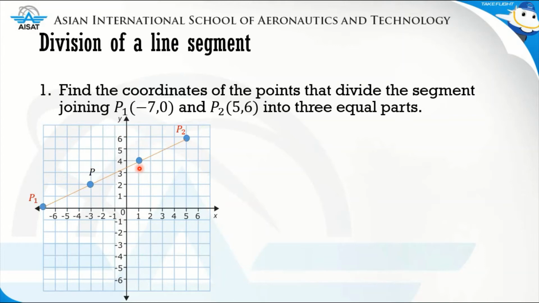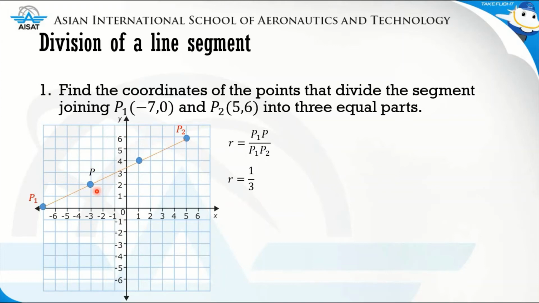So let's try to find the first point of division. First, we have to look for the value of r. To look for r, we have the formula p sub 1 to p over p sub 1 to p sub 2. To look for the value of p sub 1 to p, we will just be counting how many equal parts there will be from p sub 1 to p. From p sub 1 to p, there is just one part of the line segment. So that means the value of p sub 1 to p is 1. For p sub 1 to p sub 2, there will be 3 equal parts. So the value of p sub 1 to p sub 2 is 3.